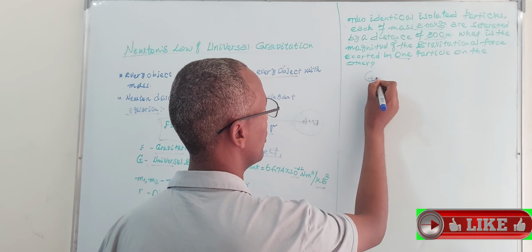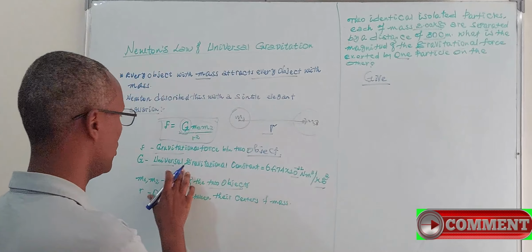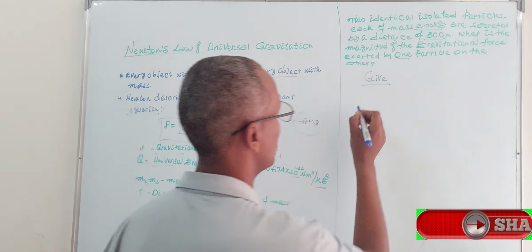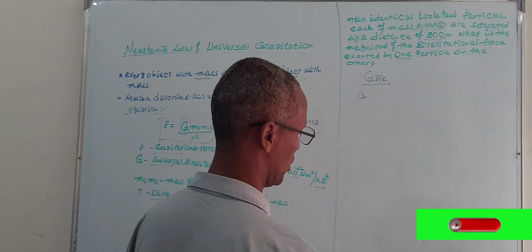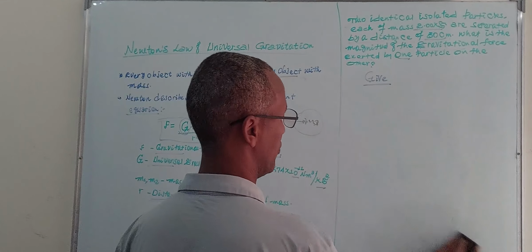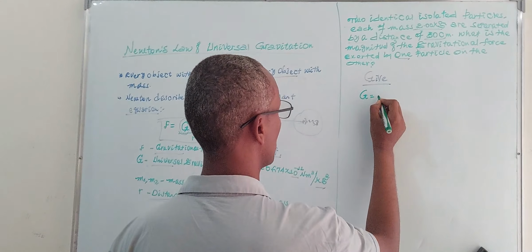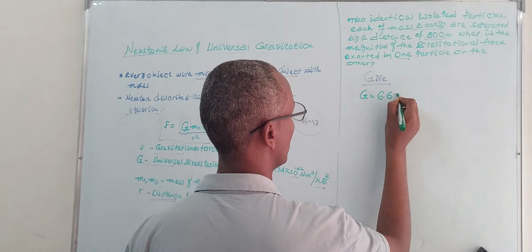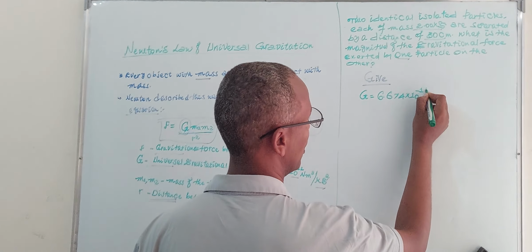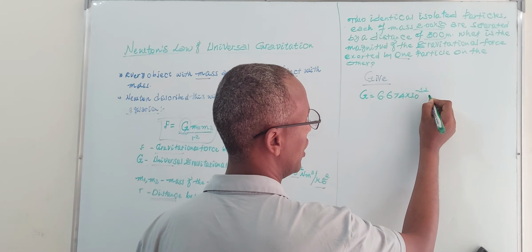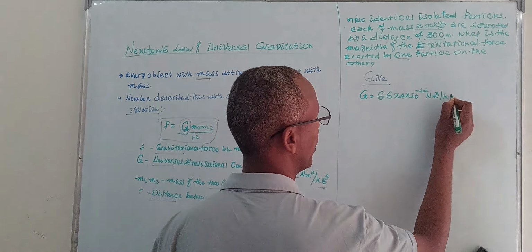So we have the universal gravitational constant, which is G. Let me change my marker. I'm sorry, guys. So G is equal to 6.674 multiplied by 10 raised to negative 11 Newton meter square per kilogram square.